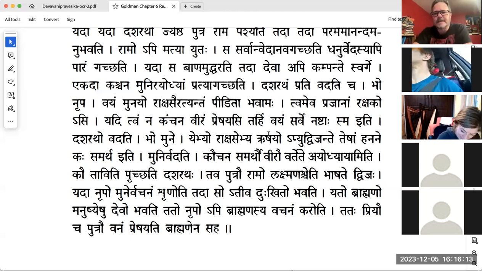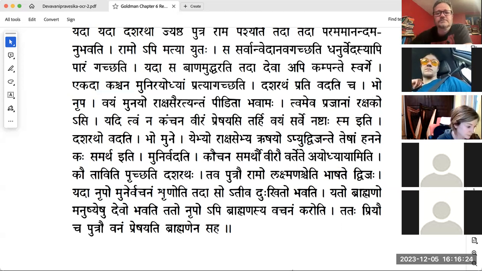That's why I'm always saying to you when you're doing these translations to really be reading the Devanagari as much as possible. Keep going back to the Devanagari. That'll help.